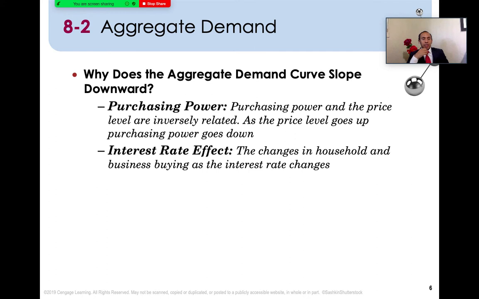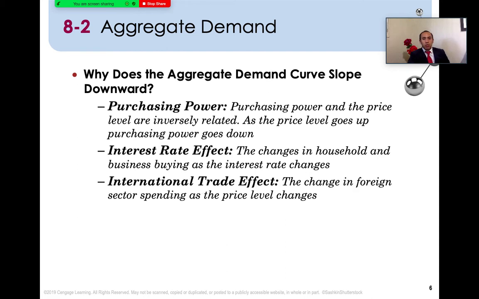The second point why the aggregate demand curve is downward sloping has to do with the interest rate effect. The interest rate effect specifies that there are changes in household and business buying abilities as the interest rate changes, which is an additional factor as to why the aggregate demand curve could be downward sloping. With lower interest rates, the consumer may increase their consumption of goods and services and buy more goods. So the changes in household and business buying as the interest rate changes is one of the reasons why the aggregate demand curve is downward sloping.